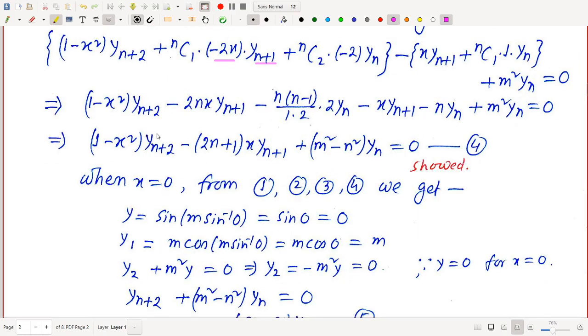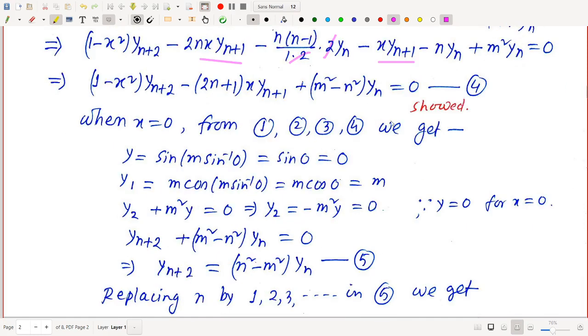So simple simplification here. This 2 gets cancelled, and 2n plus 1 x yn plus 1, because there is another x yn plus 1, taken this in one place, and then here minus n square plus nyn. This minus nyn and plus nyn will be getting cancelled, and m square minus n square yn. Okay, line number 4 we have got.